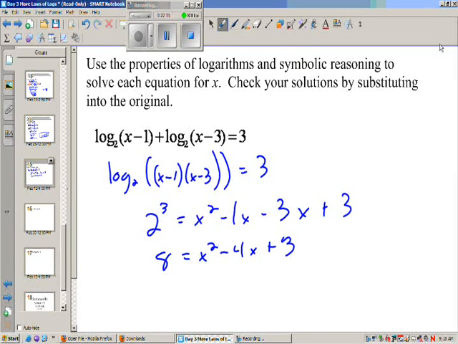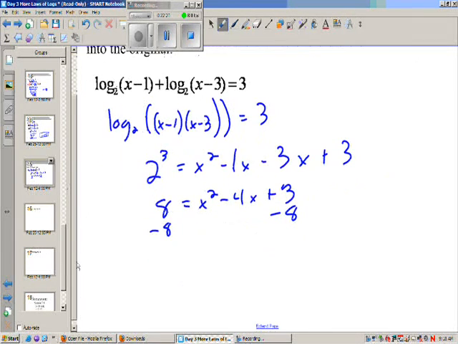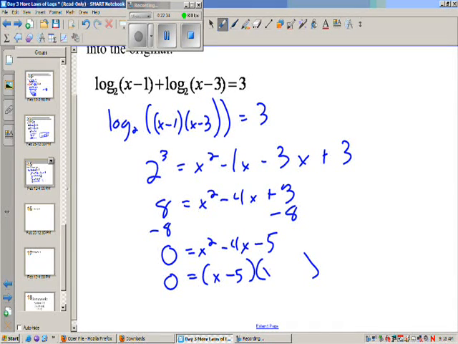Now in this situation, what we want to do is set this side equal to 0. So 0 is equal to x squared minus 4x minus 5. And now we want to factor this. So this would be (x minus 5)(x plus 1). What multiplies to negative 5 and adds up to negative 4? So my x values will be 5 and negative 1.